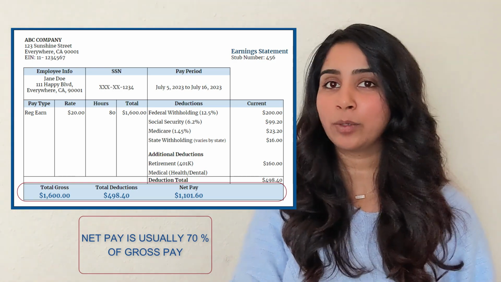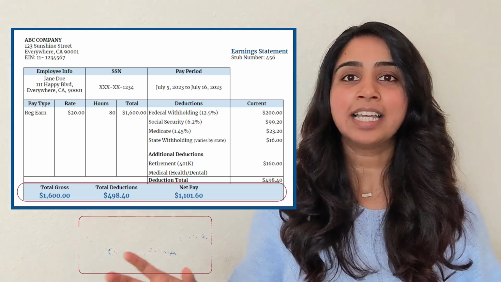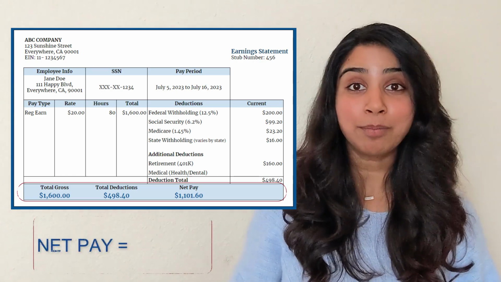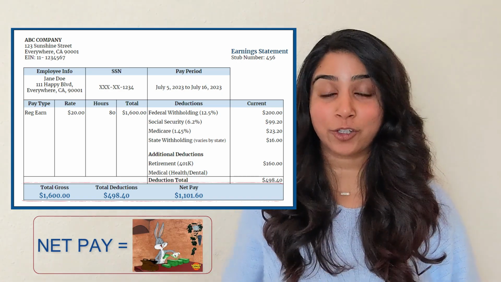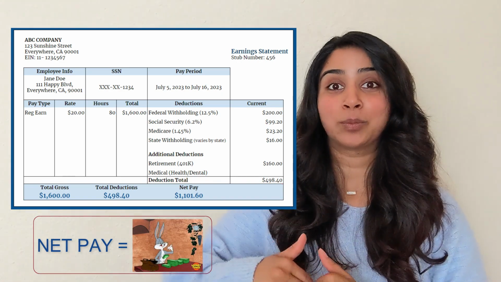Our net pay is just about 70% of our gross pay, and that's not always the case, but it's normally around there. Anywhere from 60 to 80% is what you're actually going to end up in your pocket, so to speak. So the net pay is what the paycheck is actually written for. The net pay is what is actually deposited into your bank account.